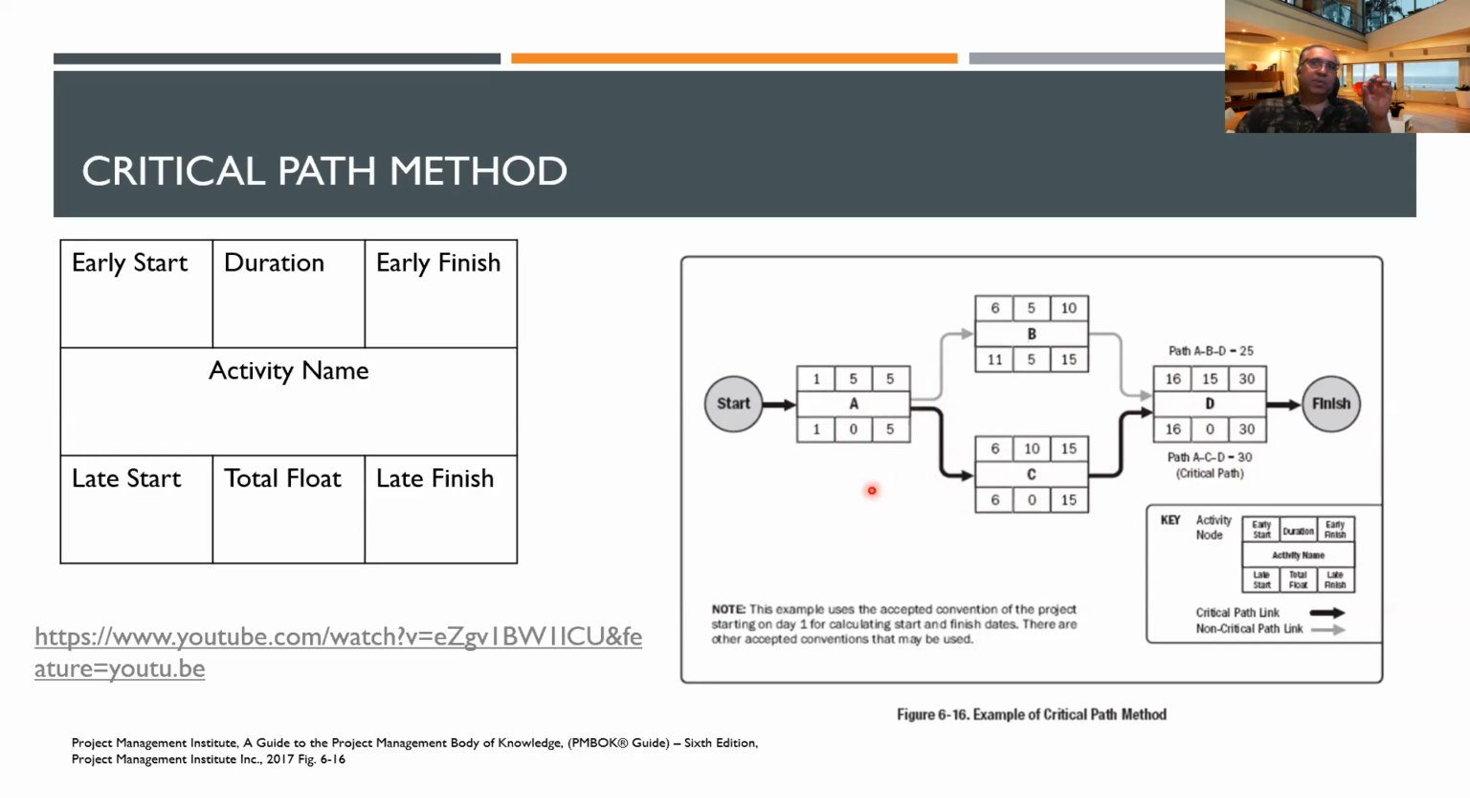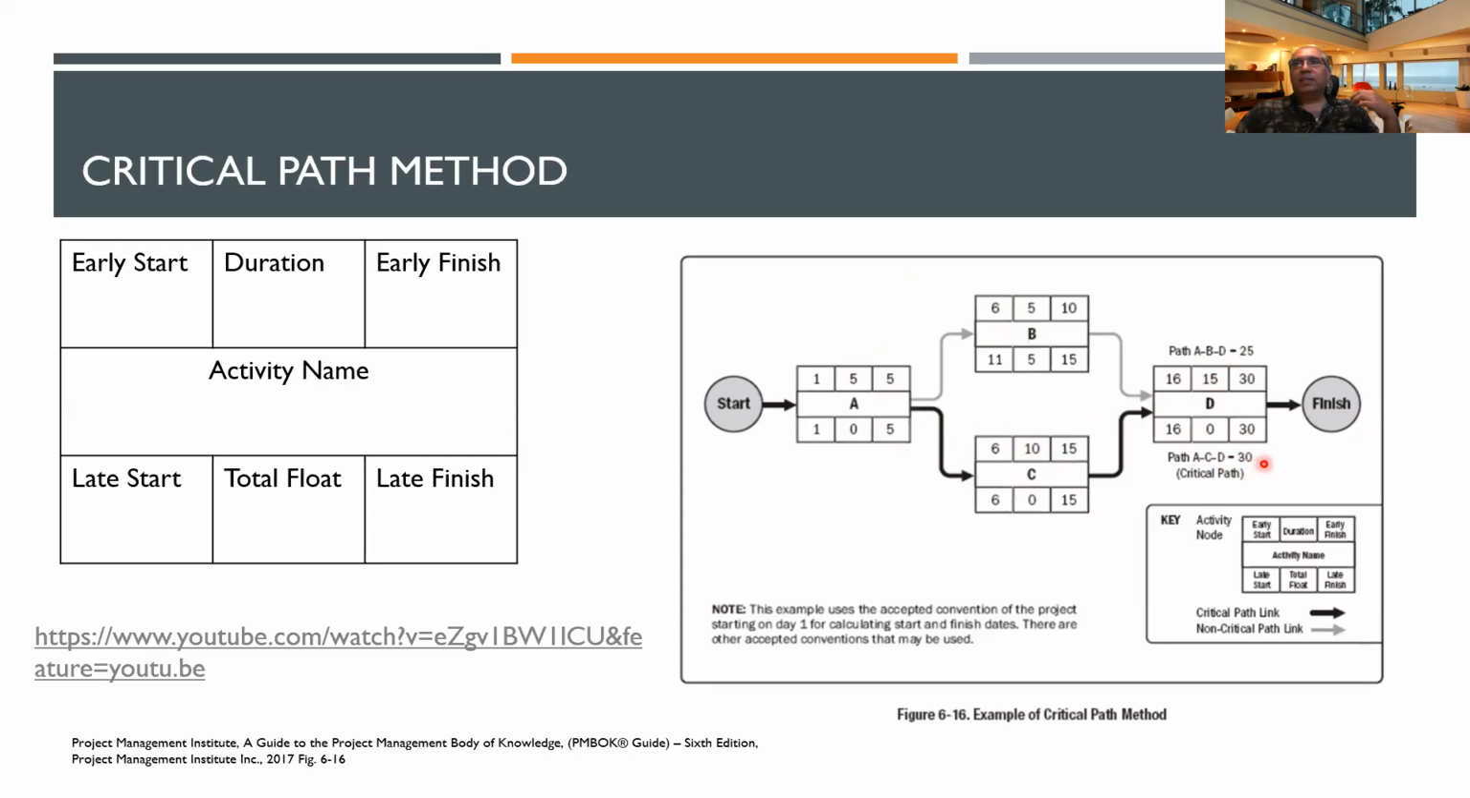If you add up the durations also, let's add up the duration, 5 plus 5 plus 15, right? So if you add that up, what do you get? 25. So A, B, D. There are only 2 paths in here. It's very simple. There's only A, B, and D. One path, that is 25. The second path is A, C, and D. That is 30, right? So this is 5 plus 10 is 15. 15 plus 15 is 30, right? So 30 is the critical path.